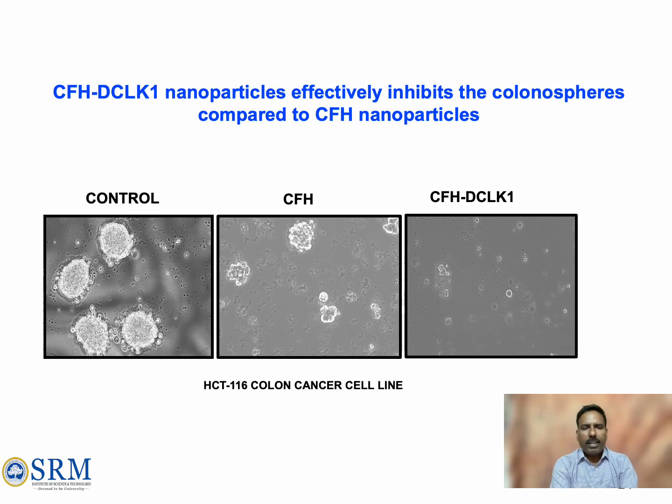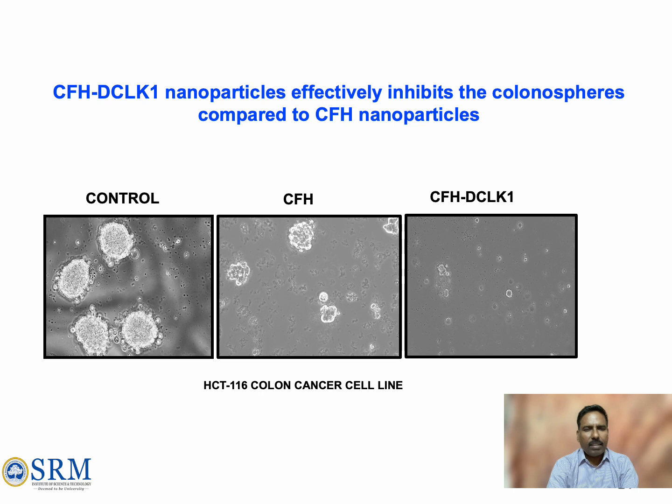So this is a spheroid assay. The colonosphere assay is a 3D culture of cancer cells in an ultra low attachment plate with specific media conditions that are already standardized, which enriches the cancer stem cell population. If a compound inhibits the growth of spheroids in the ultra low attachment plate, it is efficient in inhibiting the cancer stem cells. In this study, you can see the control cells growing in the ultra low attachment plate, and the spheroids are huge.